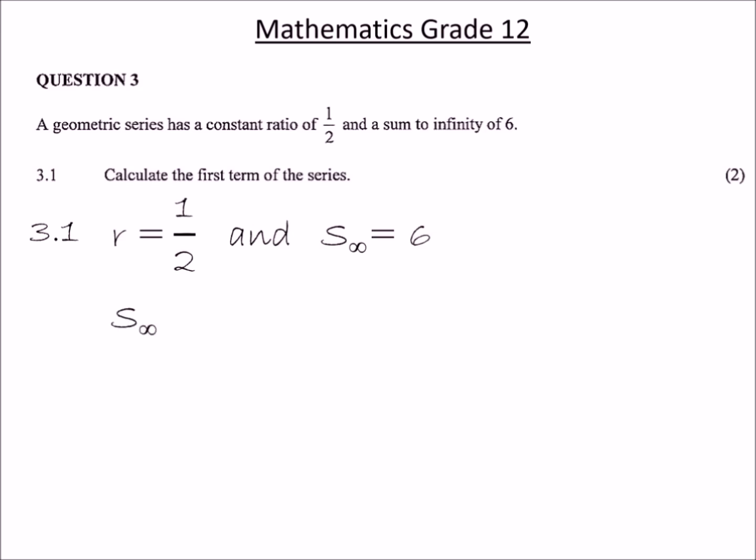We can find the first term by using this formula. As stated earlier, our sum to infinity is 6 and the constant ratio is half. In the denominator, 1 minus half is equal to half. Then we multiply both the numerator and denominator by 2. Divide both sides by 2 to get our final answer of a is equal to 3.